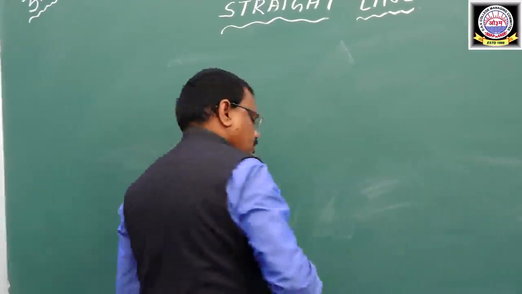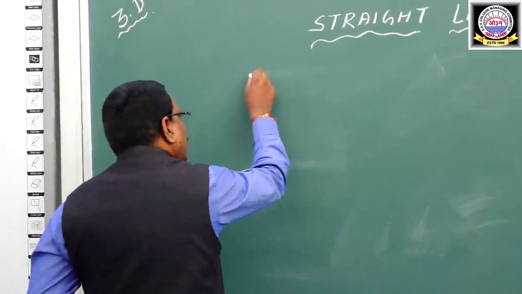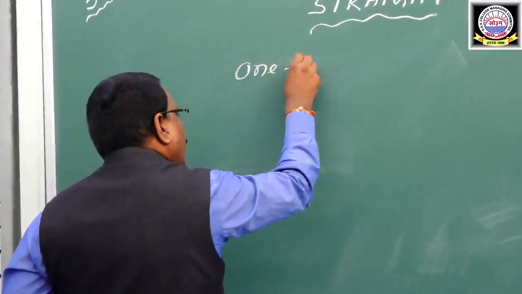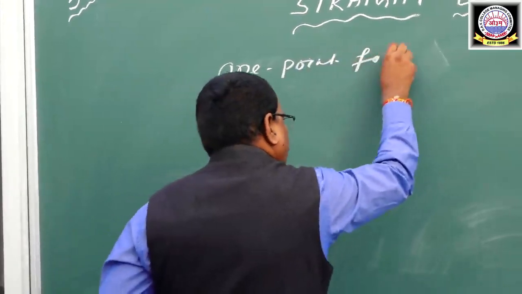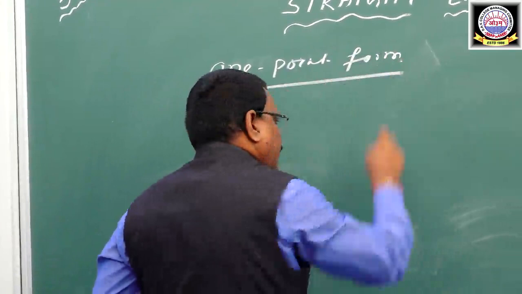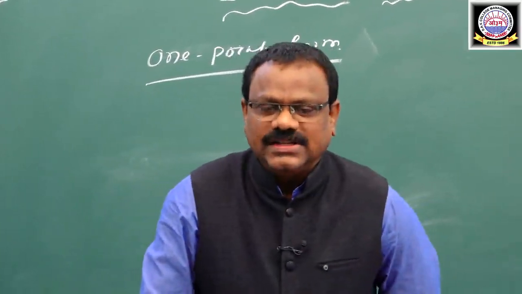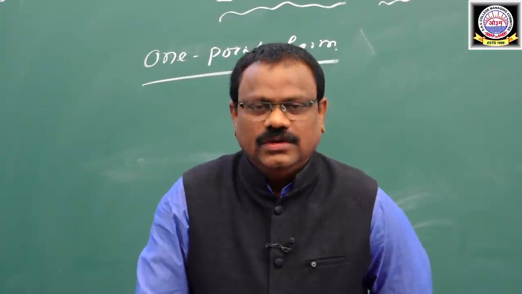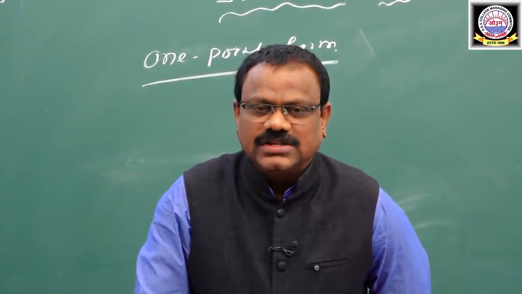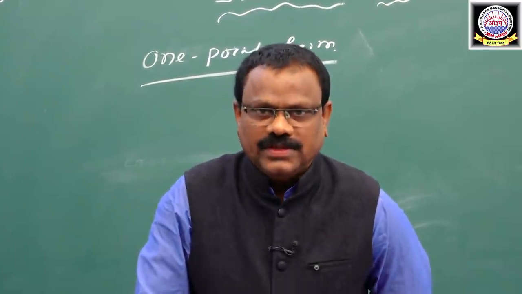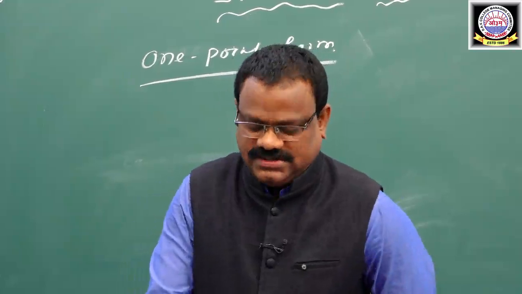So let us come to the 1-point form of the equation of the straight line. The 1-point form in 2D you already know, that is, the line passes through a particular point with the coordinates x1, y1, and the line must have a slope. Slope means making a fixed angle with the positive direction of the x-axis.